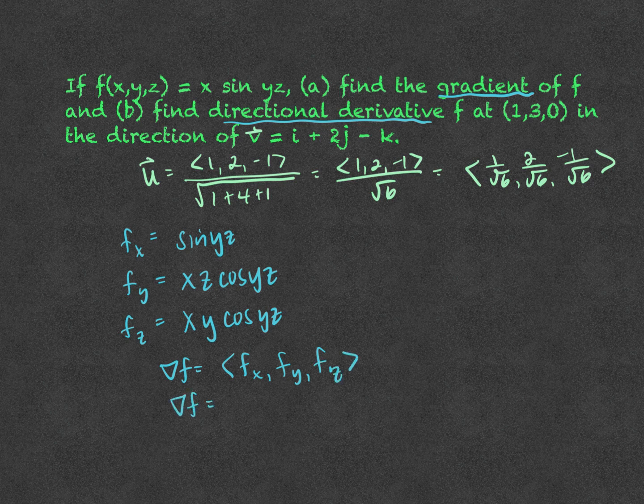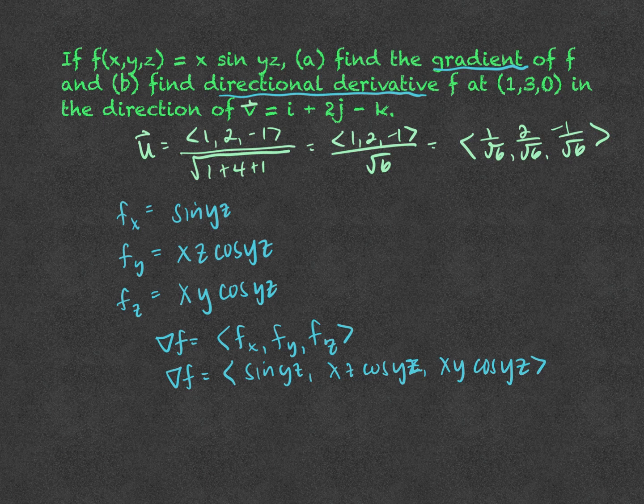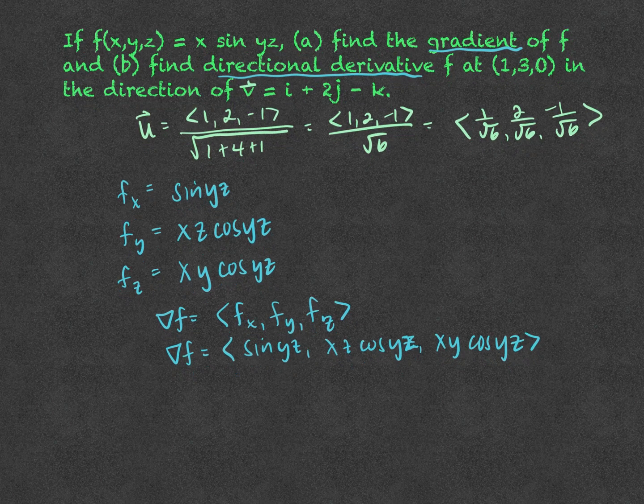So our gradient of f is equal to sine yz, xz cosine yz, and xy cosine yz. Make sure those z's look like z's and not 2's or 7's or something else. Now, we're supposed to find the gradient, which is right here, and find the directional derivative at 1, 3, 0. So if they want the general gradient, this is it. And if they want it at the point, we're going to use the point 1, 3, 0 here.